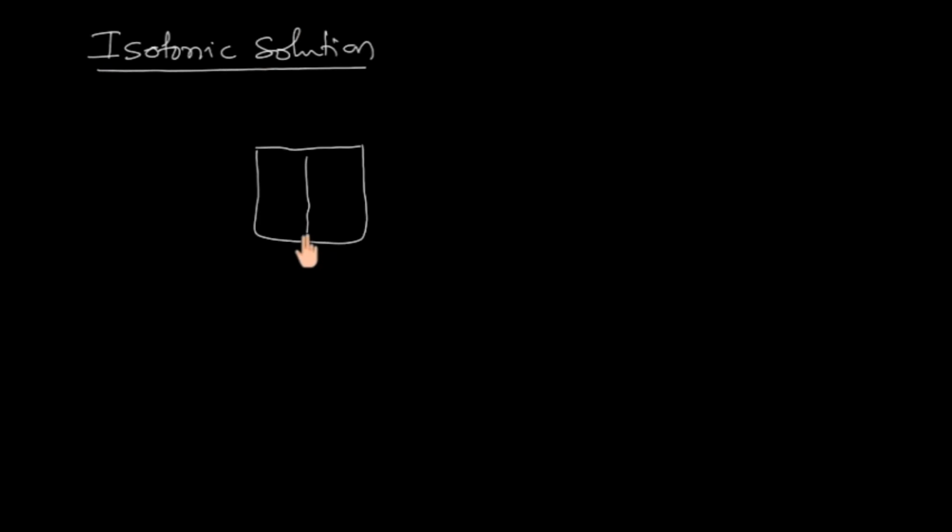Today I'm going to discuss isotonic solutions. Some important terms are isotonic, hypertonic and hypotonic solutions. We'll discuss that. Assume that there are two solutions separated by a semi-permeable membrane. If both sides have the same vapor pressure and the same concentration, then the solutions show the same osmotic pressure and are called isotonic solutions.